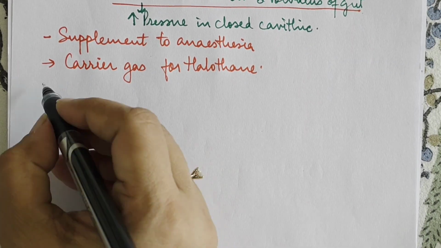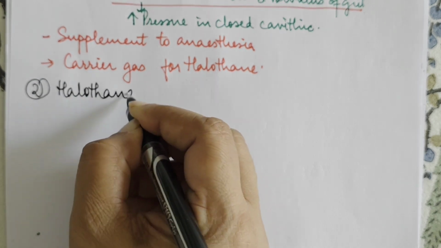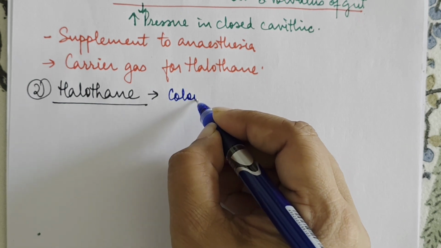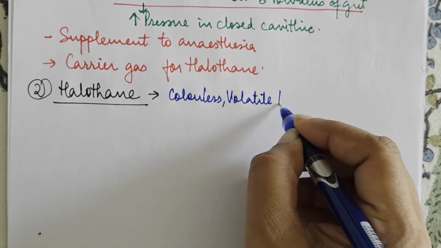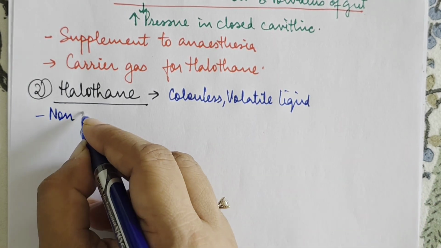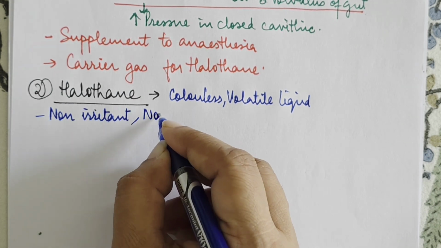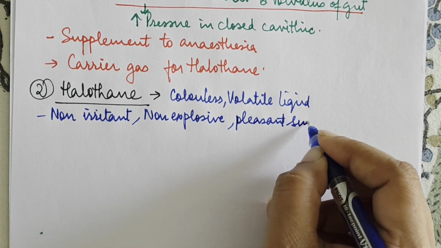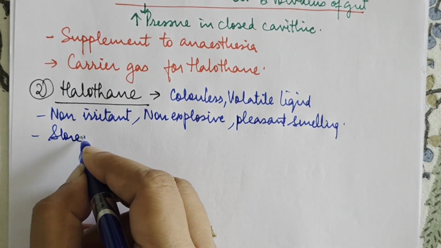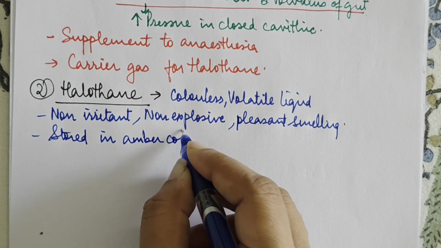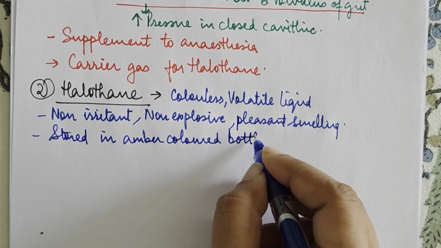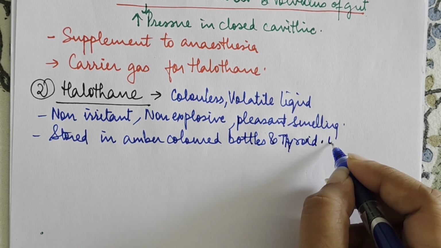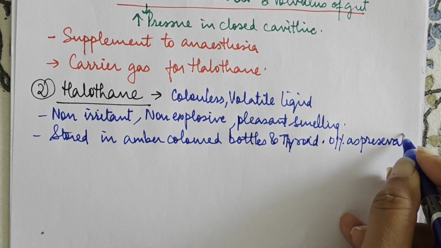Now the next drug that we have to see, the second drug, is halothane. These are the important drugs, and we are discussing more points about them. The later drugs are not so important, so they don't have so many points. Now halothane is a colorless, volatile liquid, right? It is non-irritant, non-explosive, and a pleasant smelling agent. It is stored in amber colored bottles because exposure to sunlight can oxidize it, right? And it contains thymol 0.01% as preservative.